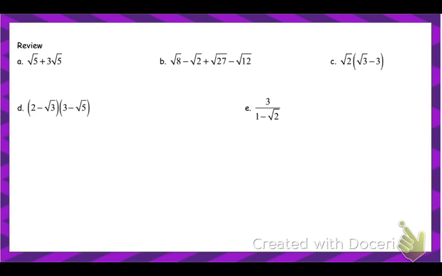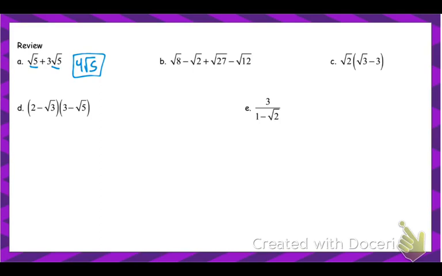So operations with square roots. Let's make sure we remember this. You probably saw this in geometry, if not earlier. So we'll start with adding square roots. In order to add square roots together, you have to have the same number under the root. So I can add these together because they're both square roots of 5.